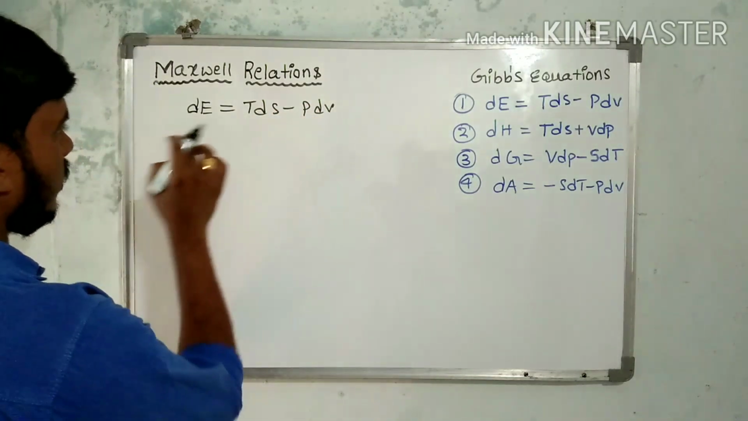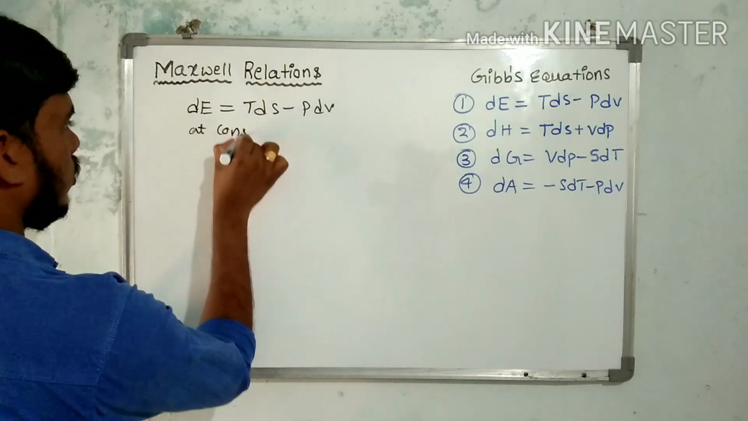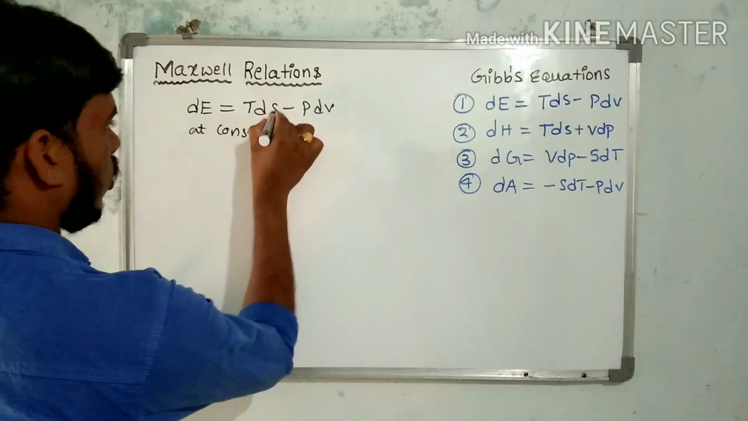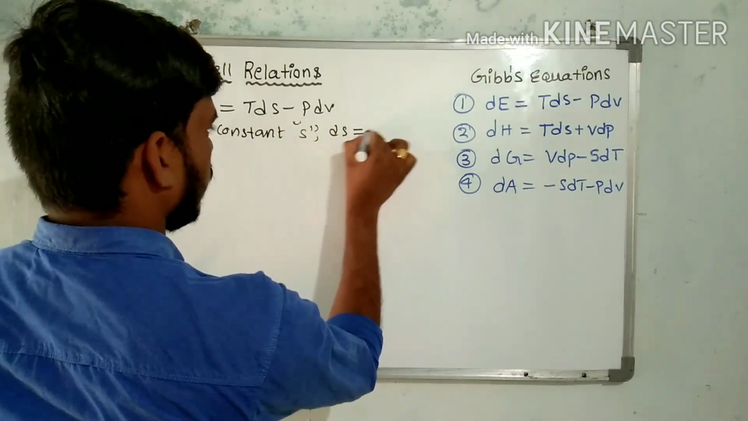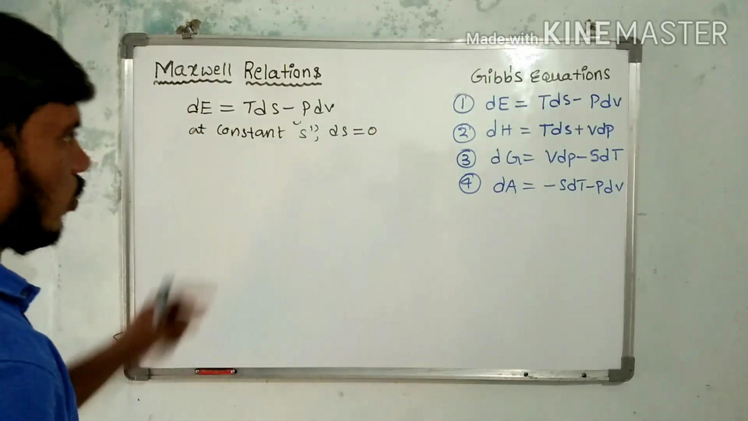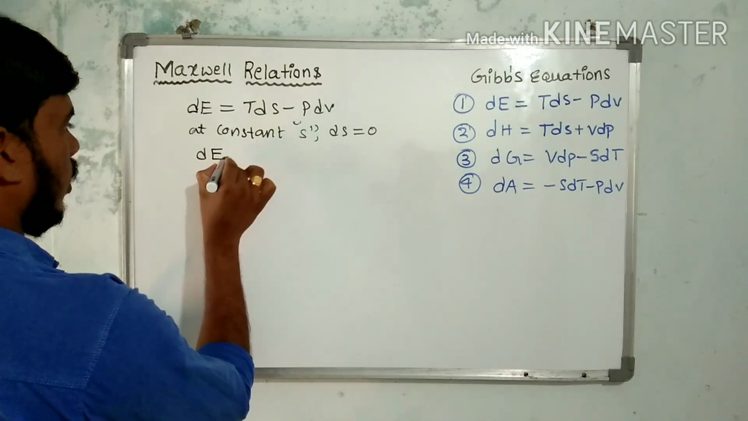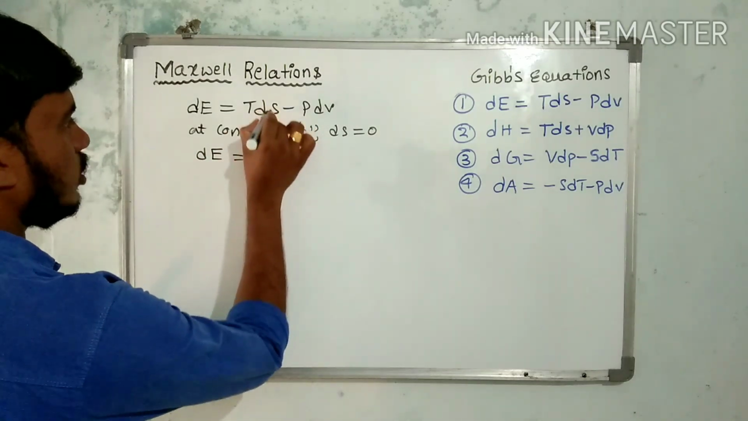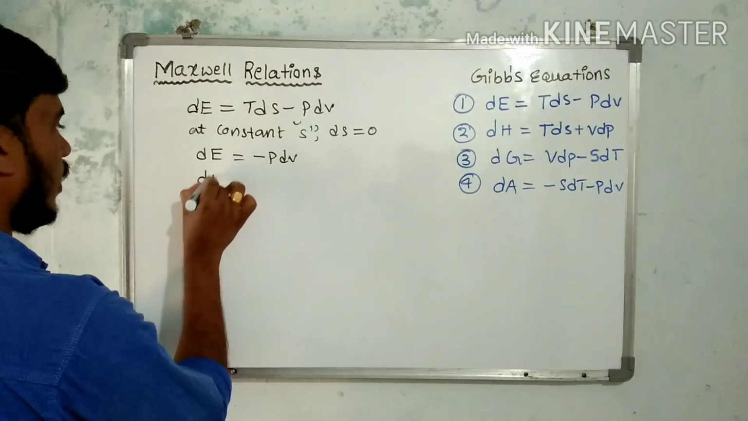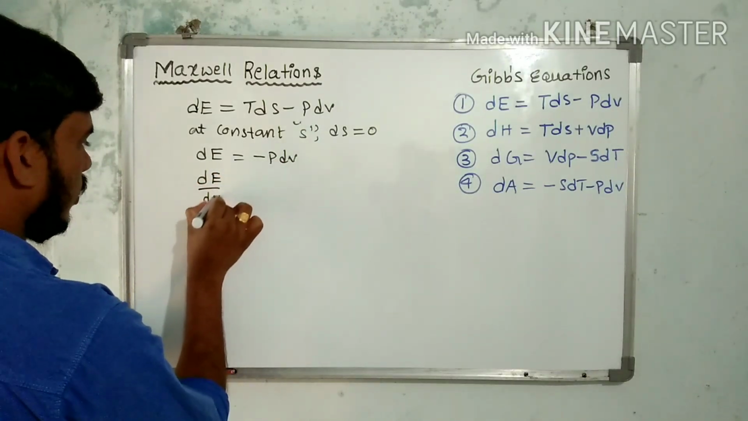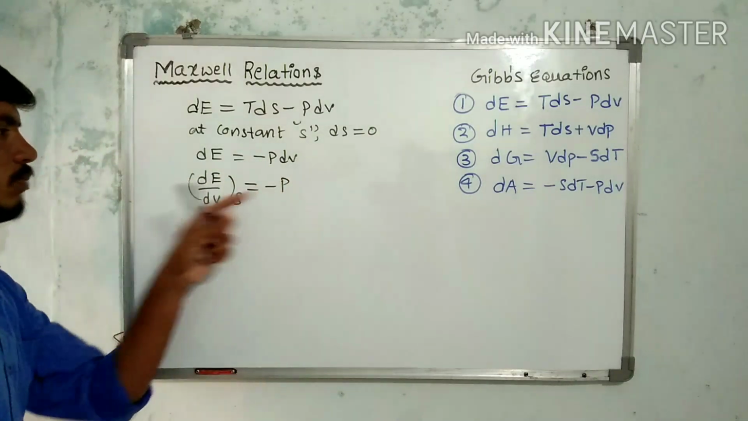Now what happens in this equation at constant entropy? It means dS, or delta S, is equal to 0. Now what happens exactly in this case? dE is equal to, this term is also 0, minus PdV. Now dE by dV at constant entropy is equal to minus P.